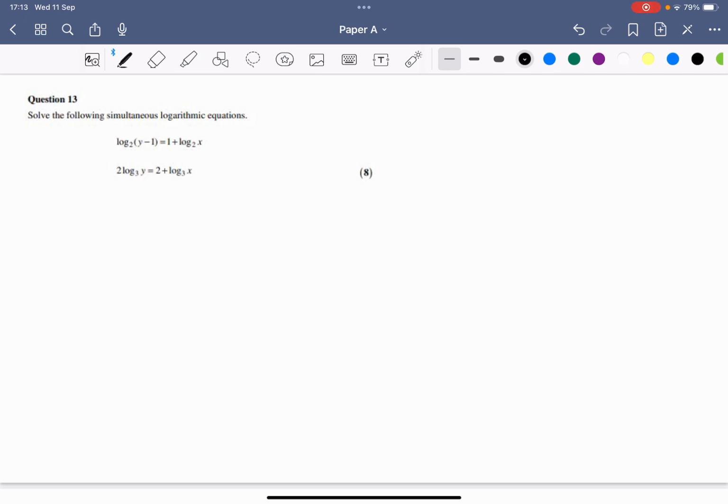Alright, so question 13 involves solving simultaneous equations involving logs. You probably haven't seen anything like this before, which is why I think practicing Madas maths questions is really important, because it just pushes your knowledge further.